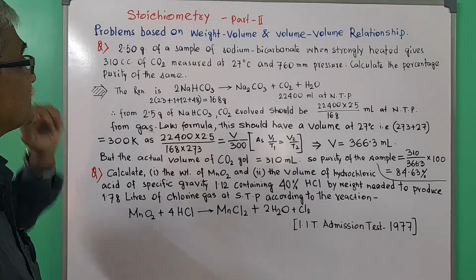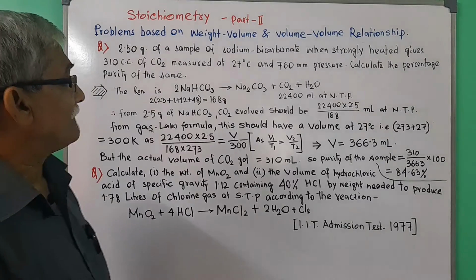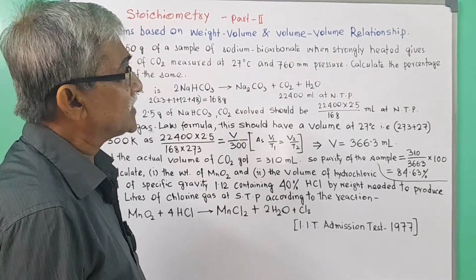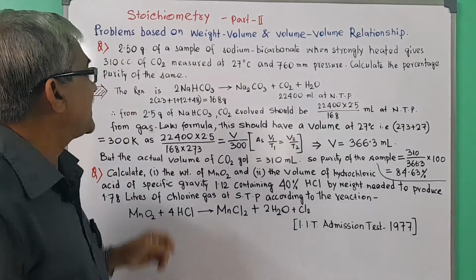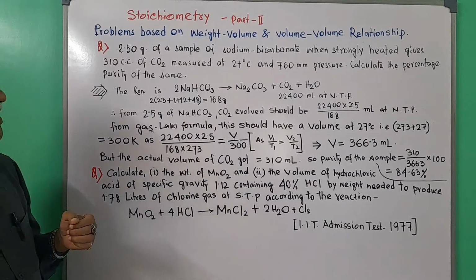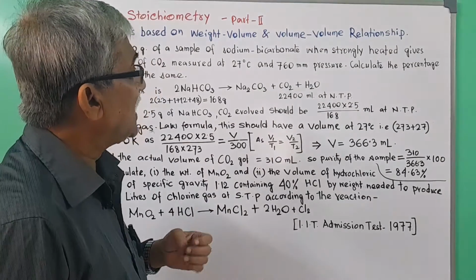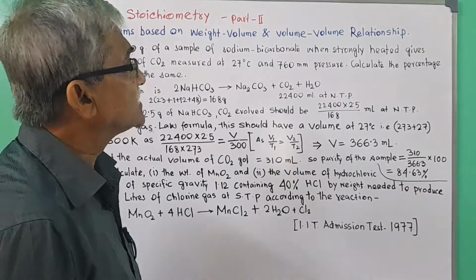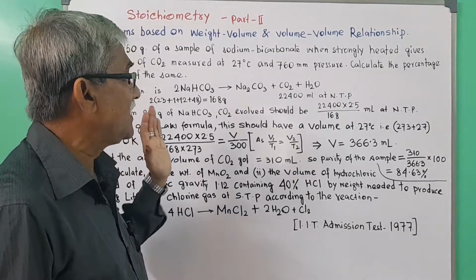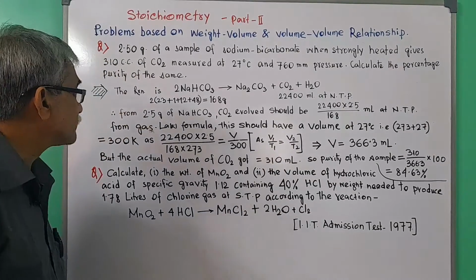So the first question is: 2.50 gram of a sample of sodium bicarbonate, when strongly heated, gives 310 cc of carbon dioxide measured at 27 degrees Celsius and 760 millimeter of mercury pressure. Calculate the percentage purity of the sample.